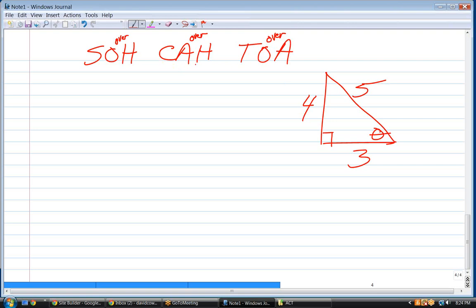Cosine means adjacent over hypotenuse. Well, there's always 2 adjacent sides to any angle. The 3 is adjacent and the 5 is adjacent. So when you see adjacent, they always mean the one that is not the hypotenuse. There's only one adjacent side that's not the hypotenuse, and that's the 3. Just like there's only one opposite side to that angle, and that's the 4. Okay, so what's the cosine of theta?